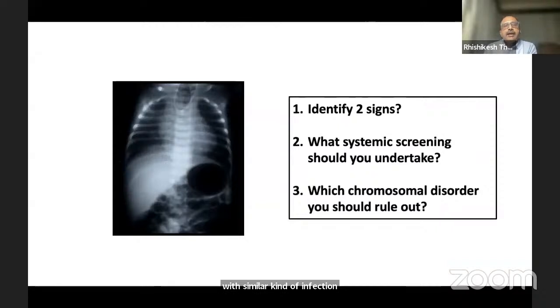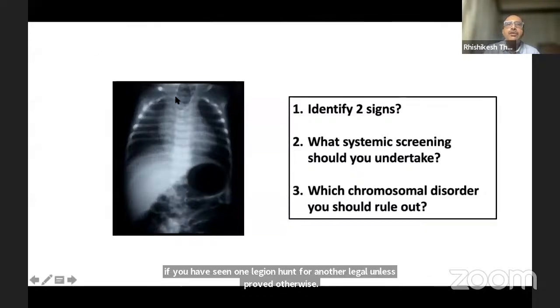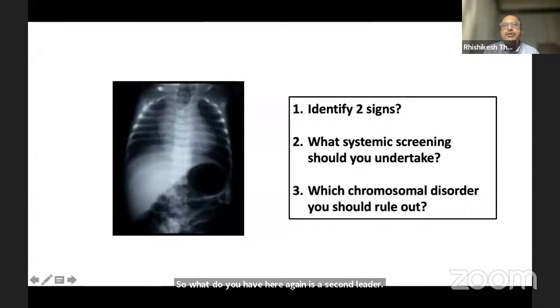Whenever you see any X-ray in your busy OPD, obviously what is striking to you here is coiling of the tube, and you have made a diagnosis of tracheoesophageal fistula. But I have said two lesions are seen, simply because if you have seen one lesion, hunt for another lesion unless proved otherwise. So what you have here again is a second lesion. Imagine you have a tracheoesophageal fistula, and then you would screen this baby with an ultrasound, which confirms your clinical suspicion that there is associated duodenal atresia also. So two lesions in the same baby.